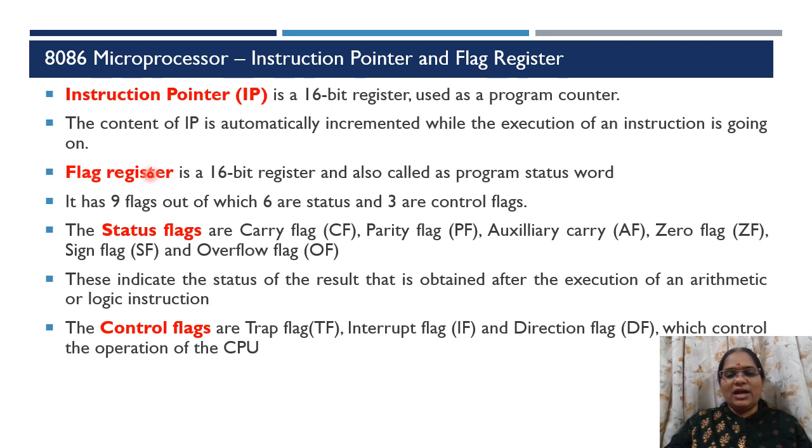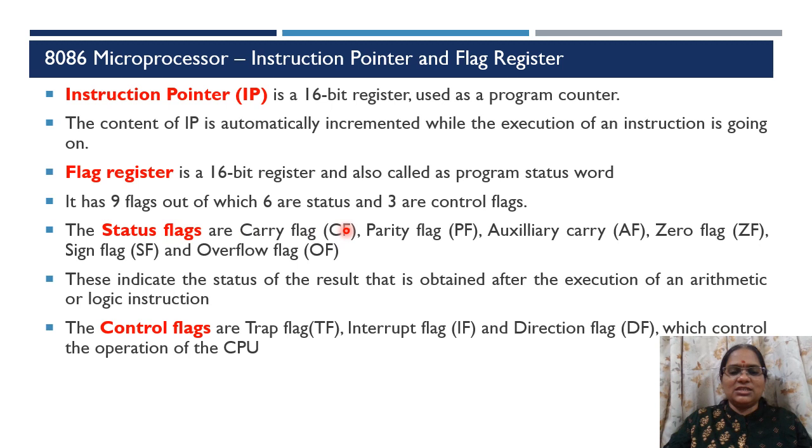The last one is the flag register, which is also a 16-bit register. It is also called the program status word. We can say the flag register reflects what actually the status of your processor is. So we have 16 bits. Out of 16 bits, we'll be using just 9. And out of 9, 6 are status and 3 are control. Status is the one which reflects the status of your processor. Control is the one where the user can control a function of your processor. That is the difference between these two.